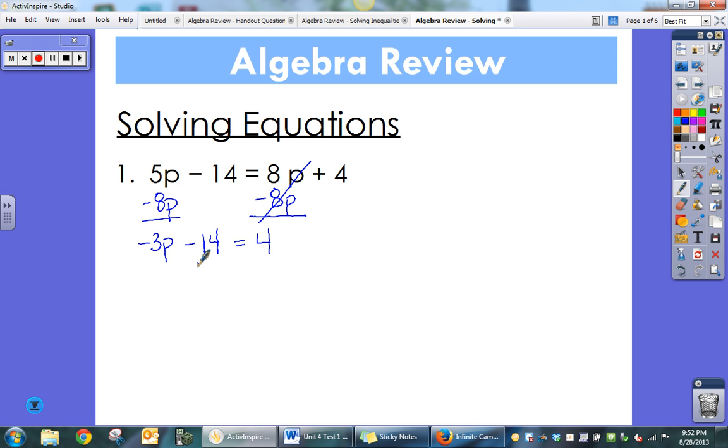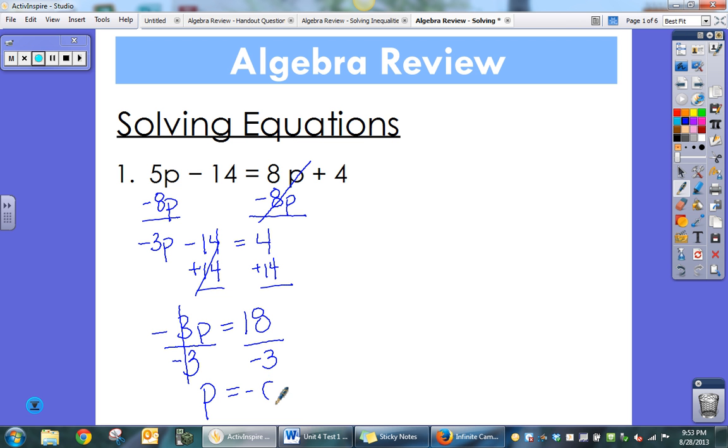Then I'm going to move my constant over to the other side because if I'm bringing my p's to the left, I'm going to bring my constants to the right. So I'm going to add 14 to both sides. So I have negative 3p equals 18. And then I have to get this p by itself or isolate the variable. And the negative 3 that's right next to it is being multiplied by it. So its inverse operation is division, or how to undo multiplication, I would use division. So I'm going to divide both sides by negative 3. That gets rid of my p. 18 divided by negative 3 is negative 6.